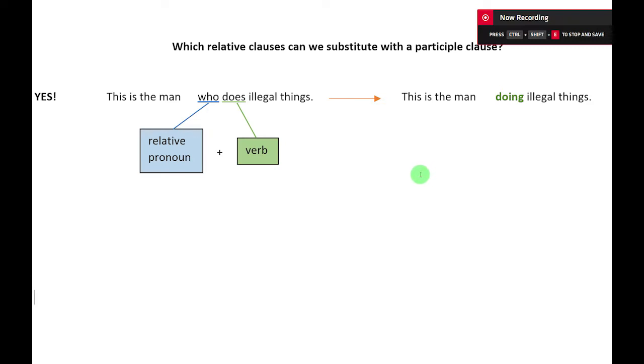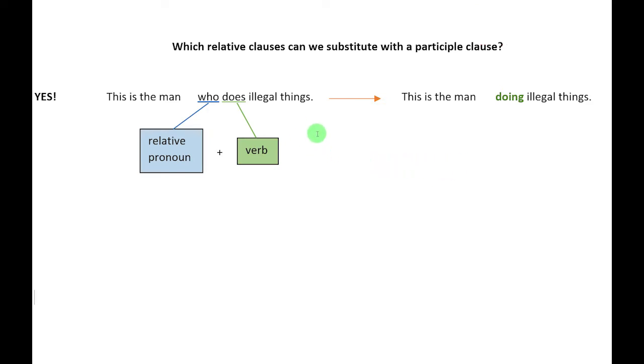But we cannot substitute every relative clause with a participle clause. So here's the case where it's working. So here's the relative clause. This is the man who does illegal things. We have the relative pronoun who and the verb does. Okay, so we have a case of relative pronoun plus verb. This is a case where it absolutely works. When we have a relative pronoun plus a verb, then we can substitute it with this is the man doing illegal things instead of who does.